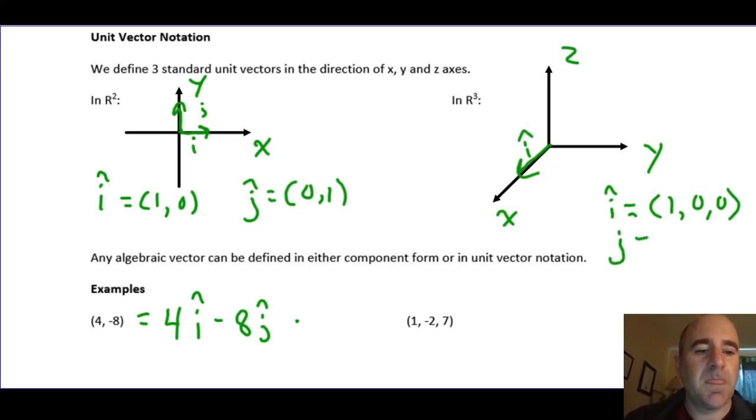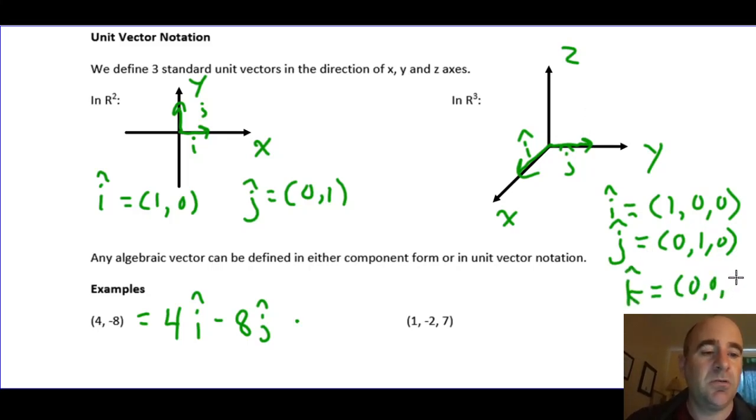j is the direction of the y-axis still. So 0, 1, 0 puts vector j right here. Notice these definitely have a magnitude of 1. You can tell just from the picture. And then, not surprisingly, we use k for our last unit vector, 0, 0, 1, which puts k in the direction of the positive z-axis.